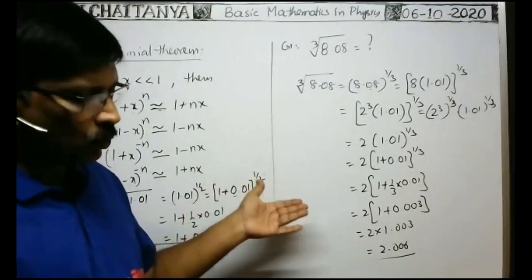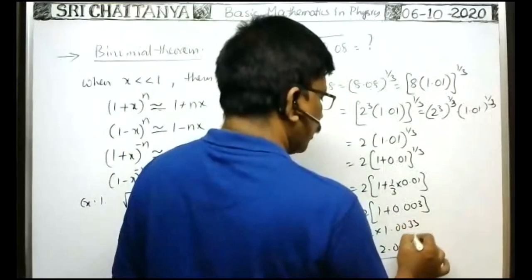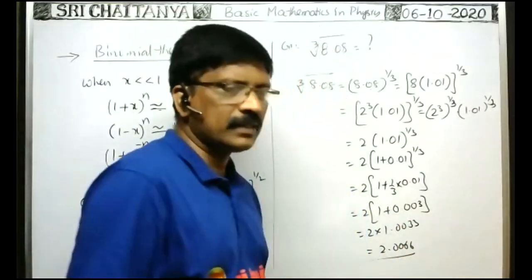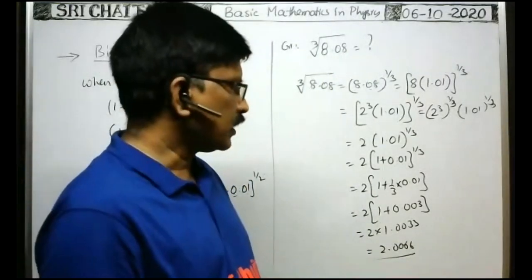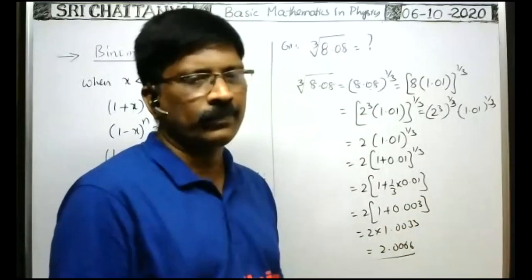So in this way, 2.006 we can write, or we can write one more 3 also here, then one more 6 also you will get. Based on the answer they ask, shall we express in terms of 3 decimal places or 2 decimal places? Based on that we have to write. Okay.